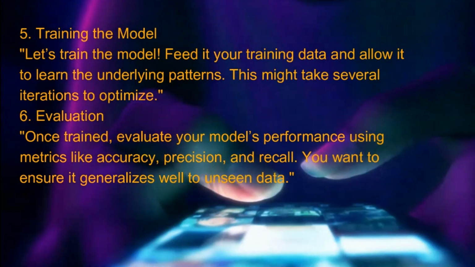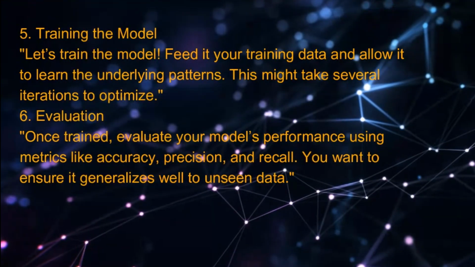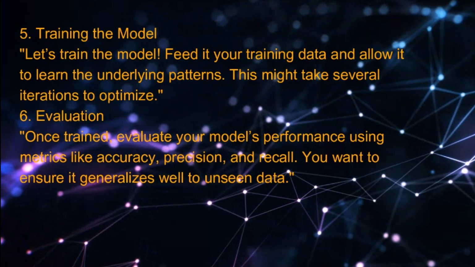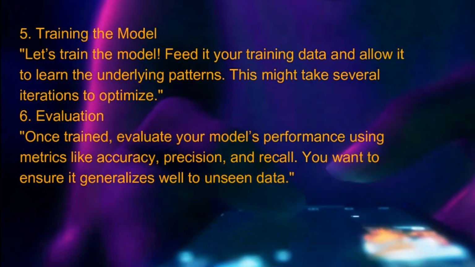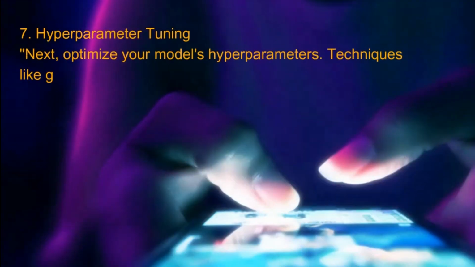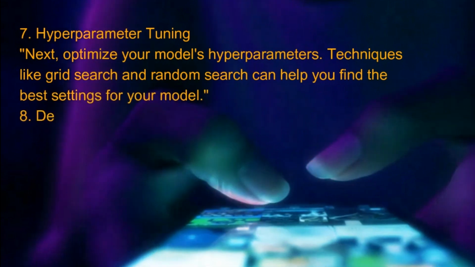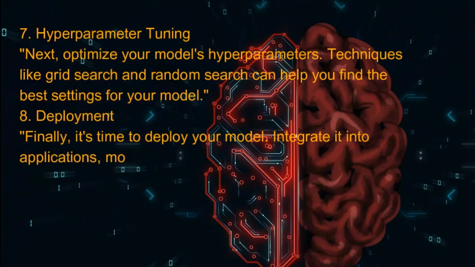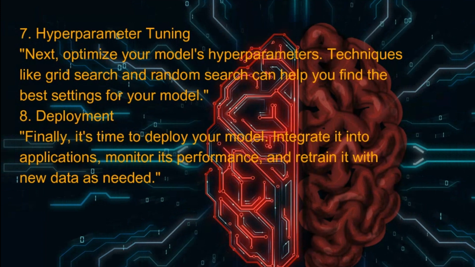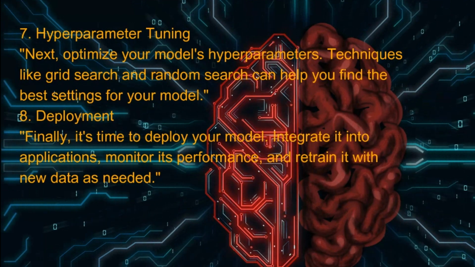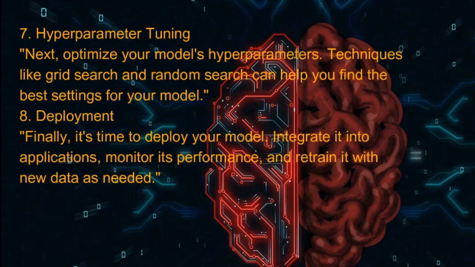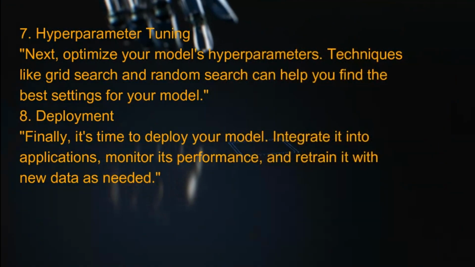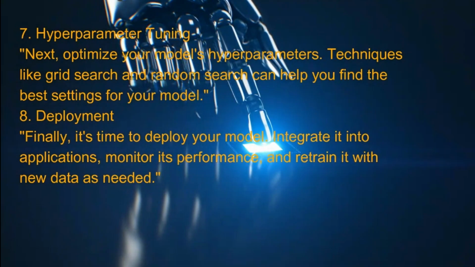6. Evaluation. Once trained, evaluate your model's performance using metrics like accuracy, precision, and recall. You want to ensure it generalizes well to unseen data. 7. Hyperparameter tuning. Next, optimize your model's hyperparameters. Techniques like grid search and random search can help you find the best settings for your model. 8. Deployment. Finally, it's time to deploy your model. Integrate it into applications, monitor its performance, and retrain it with new data as needed.